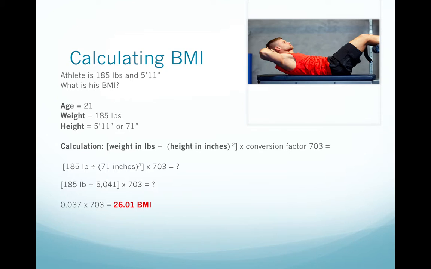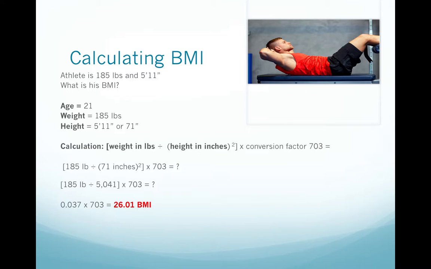Now 185 pounds divided by 5,041 is 0.037. Multiply that by your conversion factor and you get a BMI of 26.01. Now this athlete, if you look at the BMI chart in the textbook or table 11.1, it shows that this athlete is considered overweight because he falls between a BMI of 25 and 29.9.